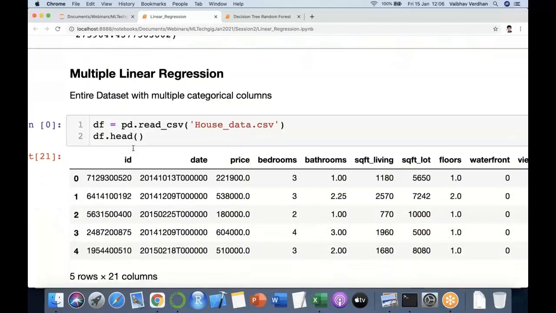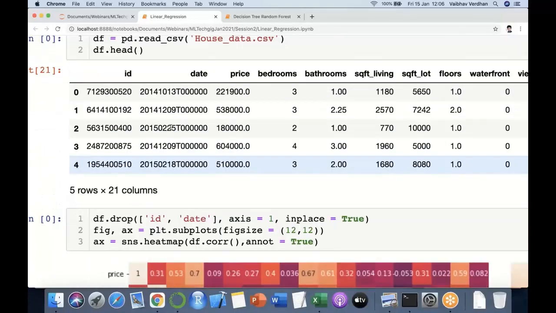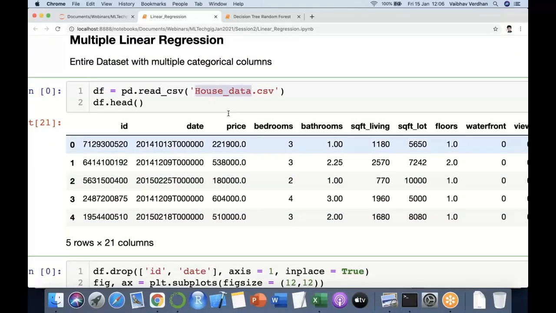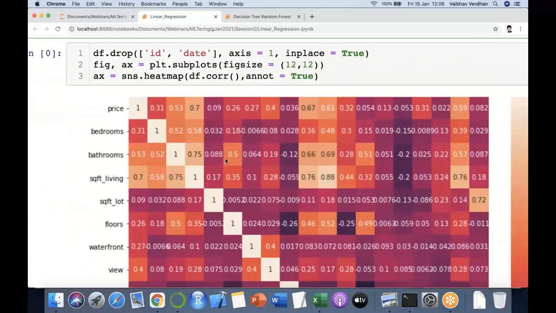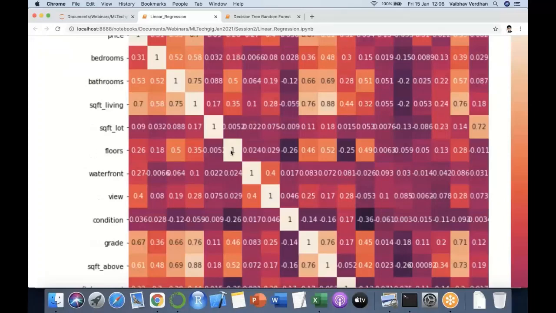Let's say I have one more data set over here, the house data set. Again, I can look at my data set like this. And this one over here is the correlation plot between all the variables that I have. Remember, we discussed the assumptions of linear regression. There should not be multi-collinearity present in your model. So using the correlation plot, you can test the multi-collinearity between your different variables.